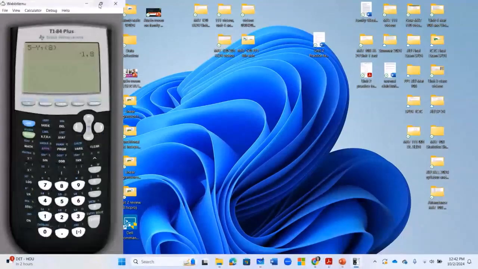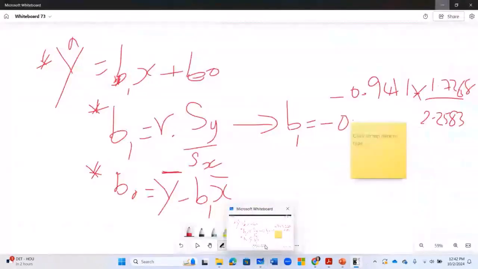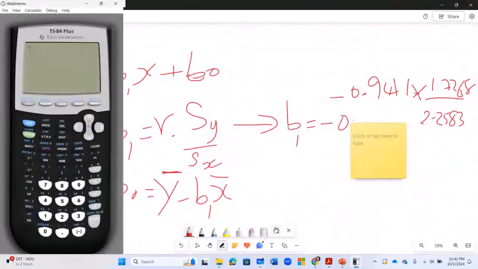Okay, finally it's up. All right, so I want to put in what I have on my whiteboard here. For the value of B1 that I'm looking for, I'm going to calculate the standard deviation of Y over the standard deviation of X. So I have 1.7268 divided by 2.2583, and I get an answer.